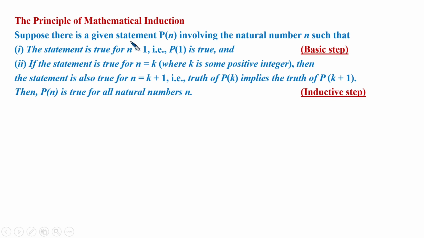So suppose there is a given statement P(n), where n is some natural number, such that the statement is true for n equal to 1. So if I substitute n equal to 1 and I find the statement is true, that is, P(1) is true, and if the statement is true for n equal to k, which is given to you, where k is some positive integer, then the statement is also true for n equal to k plus 1. That is, the truth of P(k) implies the truth of P(k+1).